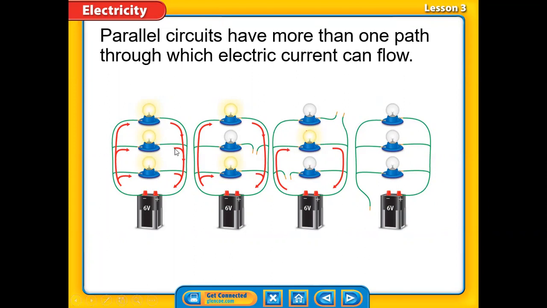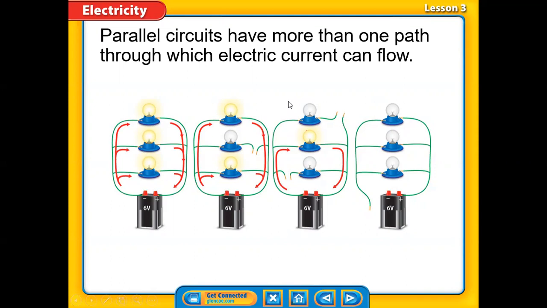In the parallel circuit, if this wire, for example, is cut, only this bulb will turn off while the other is still working, because they have their own path to the battery. If this is disconnected, only this one will turn off. If this and this are disconnected, these two will turn off, but this one is still working because it has its own path. The only way to make the three turn off is to disconnect them from the battery, that means removing the source itself. Is it clear here, guys?